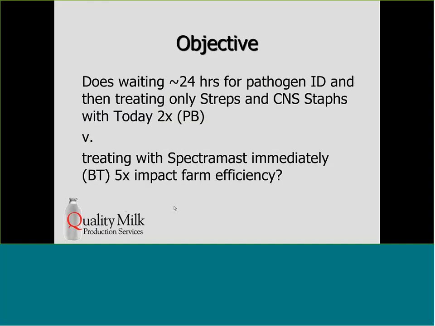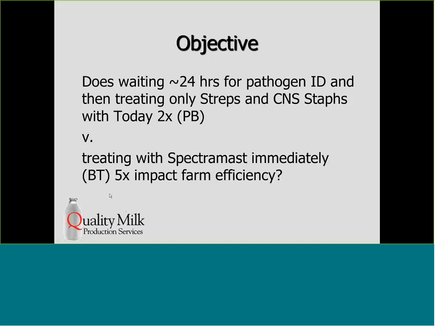So the objective of this study was, does waiting for about 24 hours for pathogen ID, as I've described, and then only treating streps and coagulase negative staphs with 2 tubes of today, and we're going to call that PB, pathogen based, versus treating immediately with 5 days of Spectramast, and we're going to call that BT, blanket therapy.